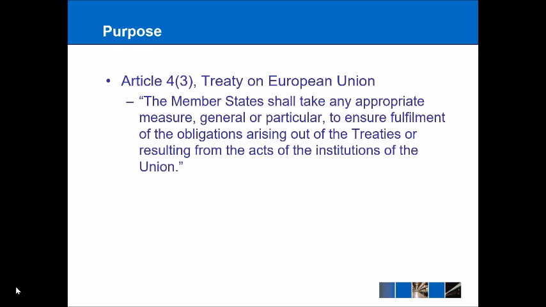And you can read there, it says the member state shall take any appropriate measure, general or particular, to ensure fulfilment of the obligations arising out of the treaties or resulting from the acts of the institutions of the Union. In other words, if the EU tells a member state to do something, then they should do it. And 258, 259 and 260 are there in case member states don't do what the EU asks.